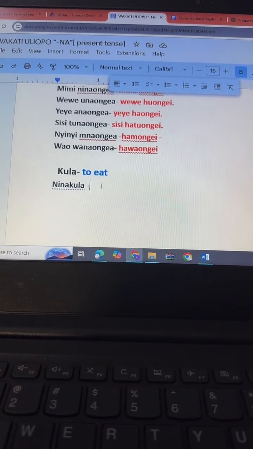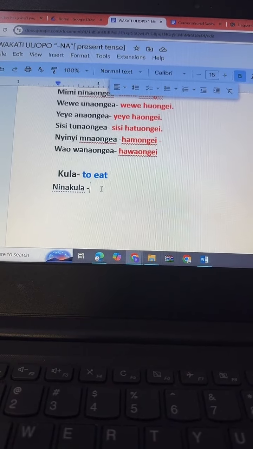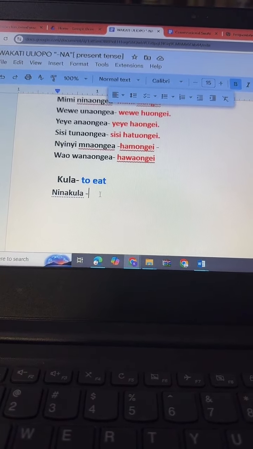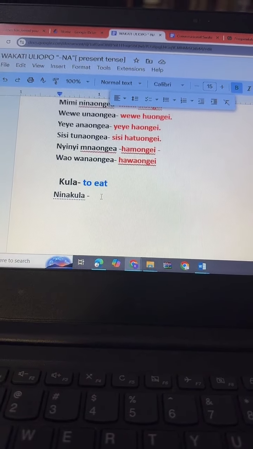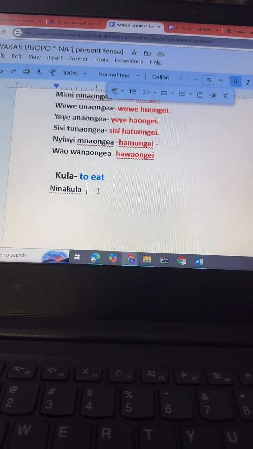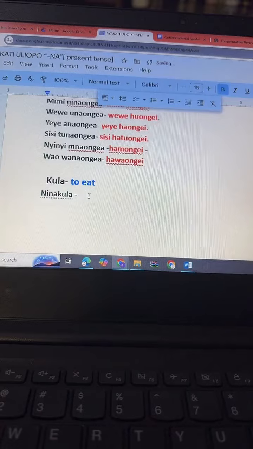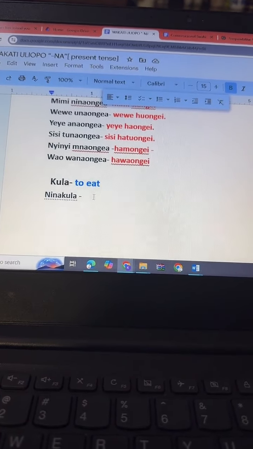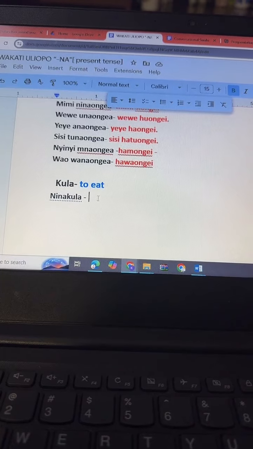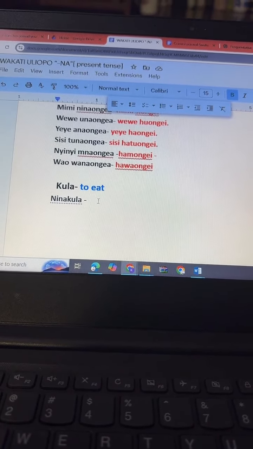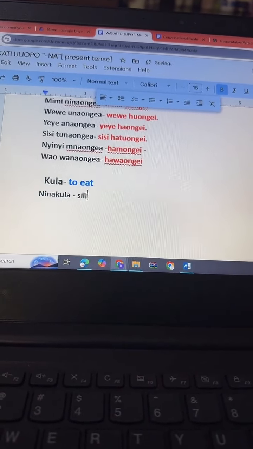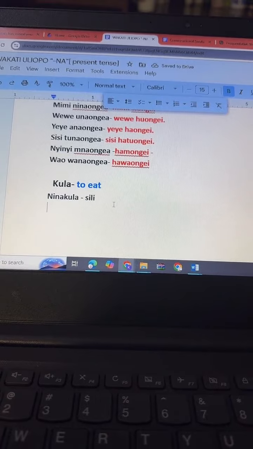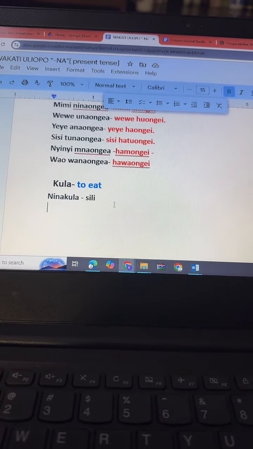Some of you said sikuli. Okay, if you want to speak correctly, like someone from the Swahili speaking region, then for the monosyllabic verbs, they're about nine only. We will say sili. Not sikuli, but sili. Sili means I'm not eating.